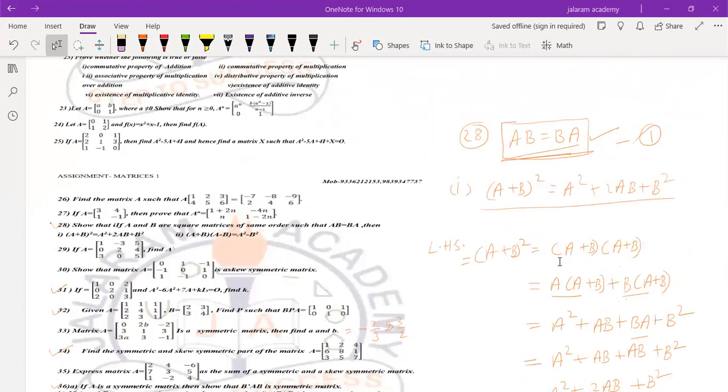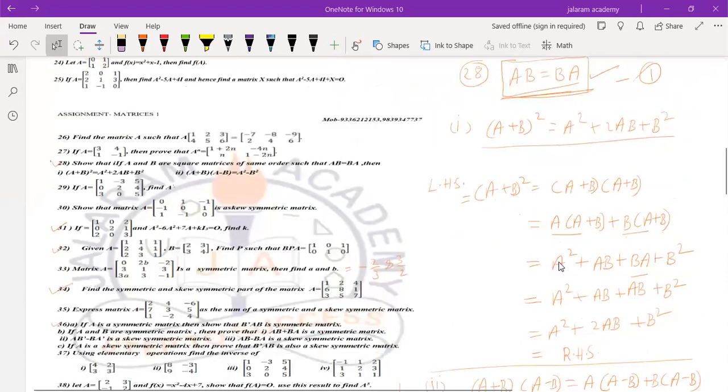Question number 32. In this, we have to find only order of P. In place of P, you have to find order of P only. So make the correction in this, find order of P. Okay.